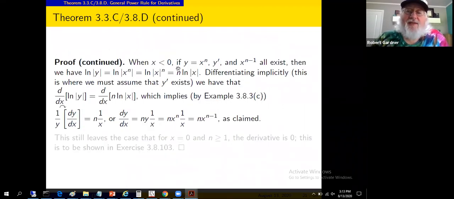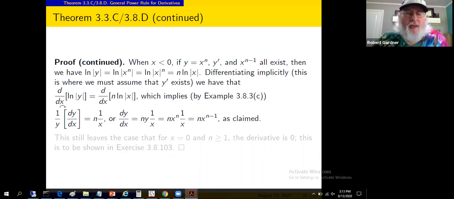If x is less than 0, and the other hypotheses they gave us hold, if y equals x to the n, y prime, and x to the n minus 1 all exist, then we have natural log of the absolute value of y is the same as natural log of the absolute value of x to the n, since y equals x to the n. The absolute value of x to the n is the same as the absolute value of x to the n, a property of absolute values. Hey, we've got an exponent here inside a log function. We can bring it out as n natural log absolute value of x.